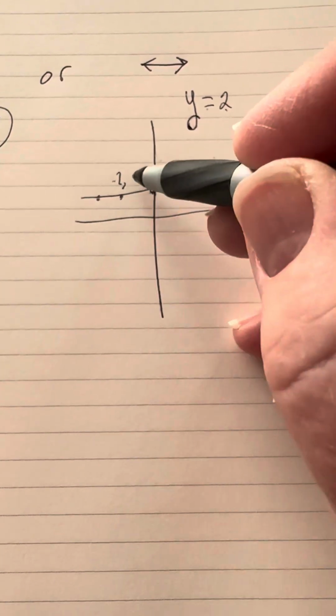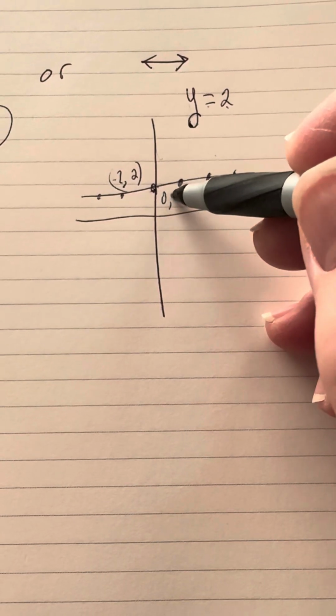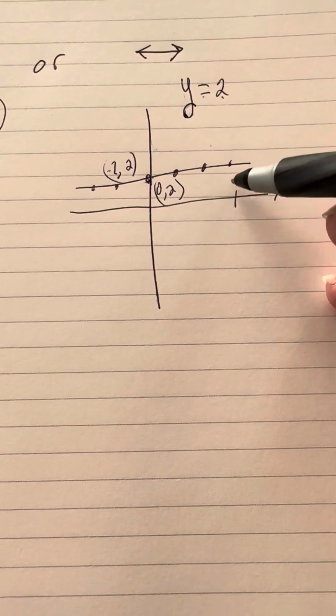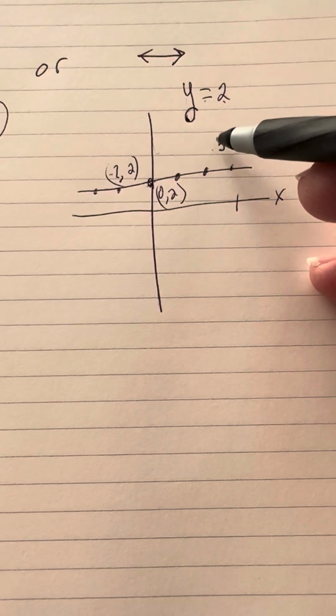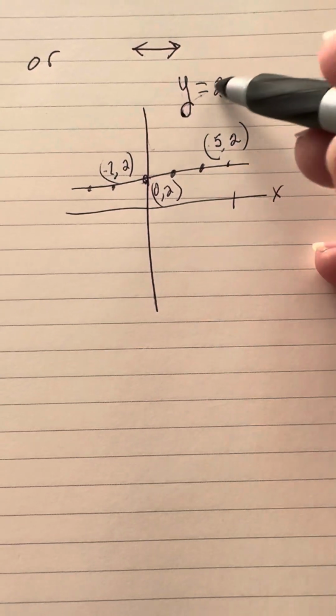Like if this was at x is at -2, well, y is at +2. Here we have 0 and 2. Here, if we were out here and it's, let's say, 5 out here, so it's over 5 on the x and it's still at 2 on the y. So all the values in the problem for y would be 2.